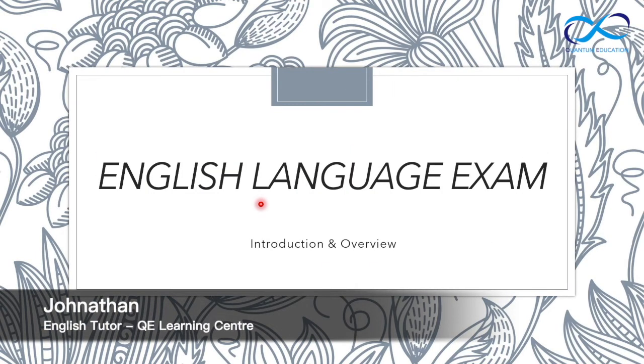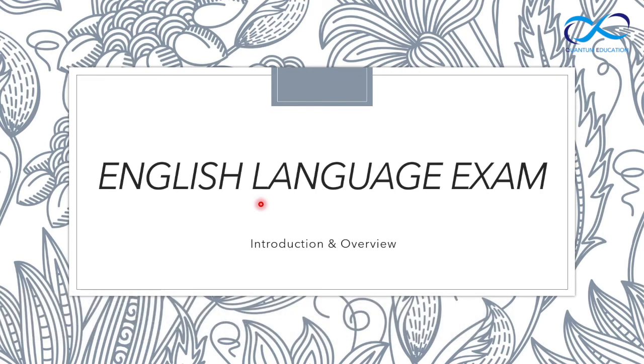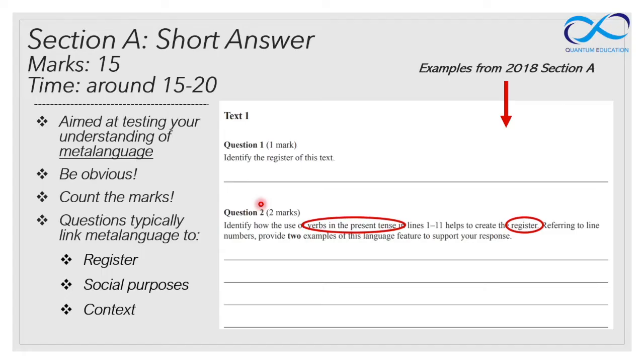Good morning. This clip will be looking at the 3 sections of the English language exam and how to approach each one. Okay, starting with section A, short answer. So this is the shortest section of the 3. It's only worth 15 marks and you should only spend about 15 to 20 minutes of it out of your 2 hours, excluding your extra 15 minutes of reading time.